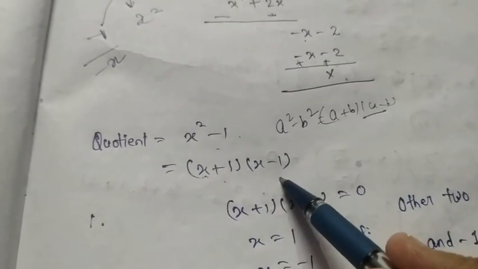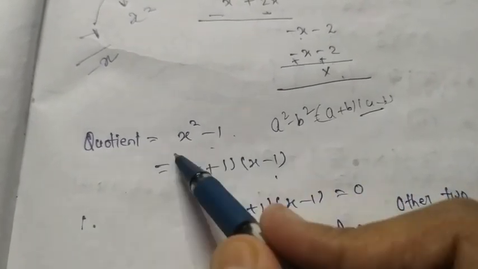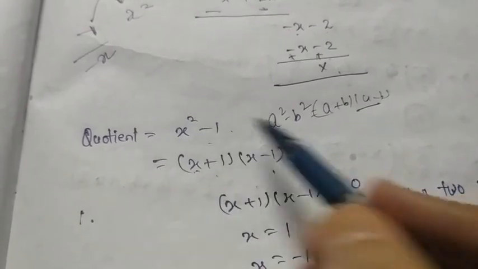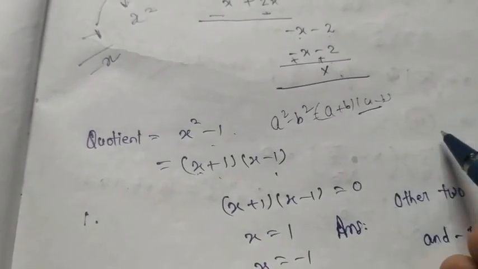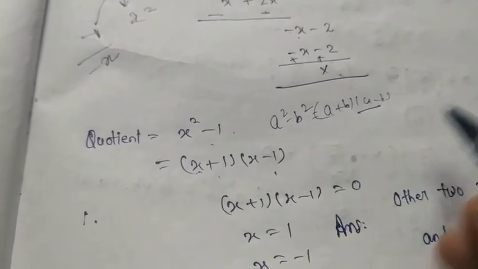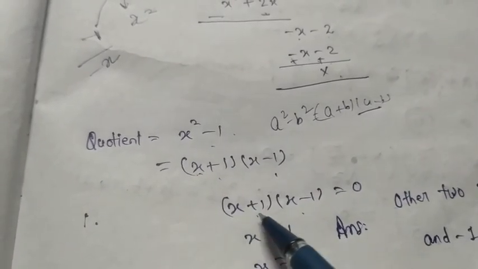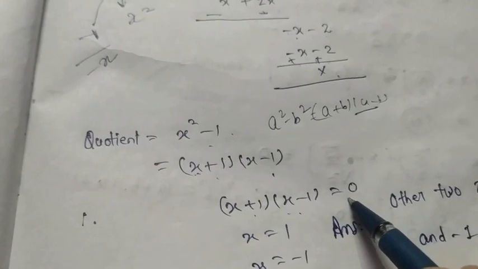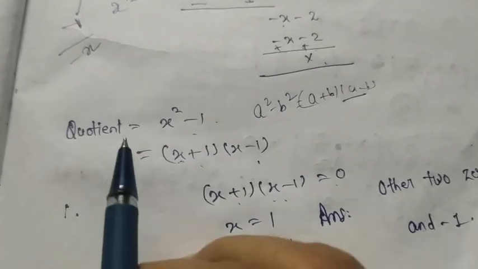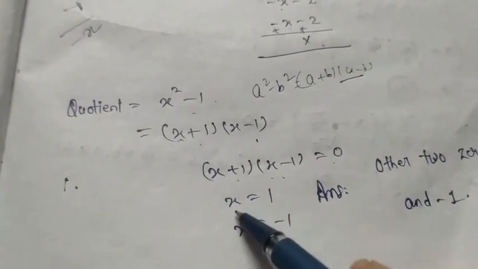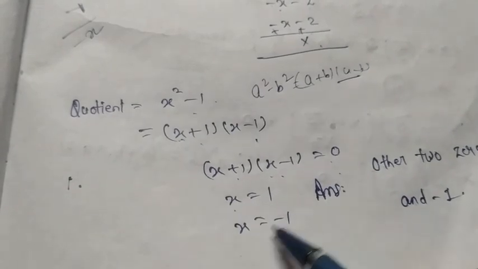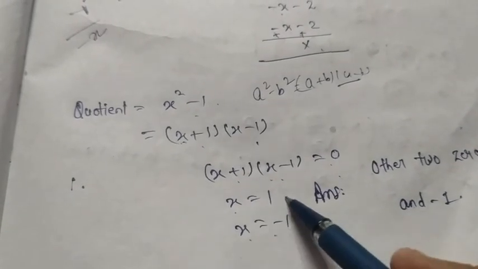So for getting another two zeros, we will put this equal to 0. Okay, we will put the quotient equal to 0. So the quotient was x plus 1 or x minus 1. So what I have done, I have put this equal to 0. So when you put this equal to 0, x will be equal to 1 and x will be equal to minus 1. Two values we got now.